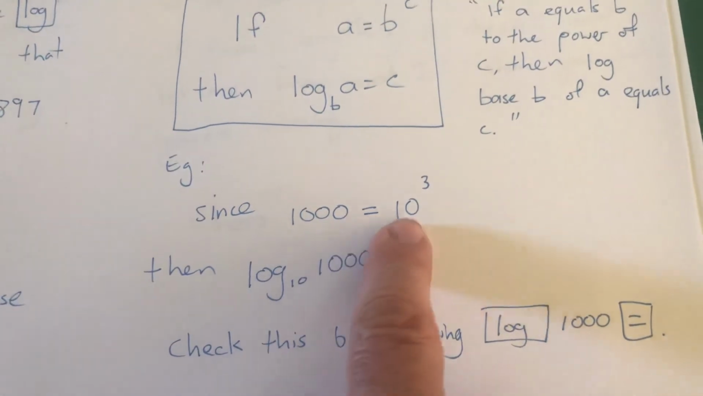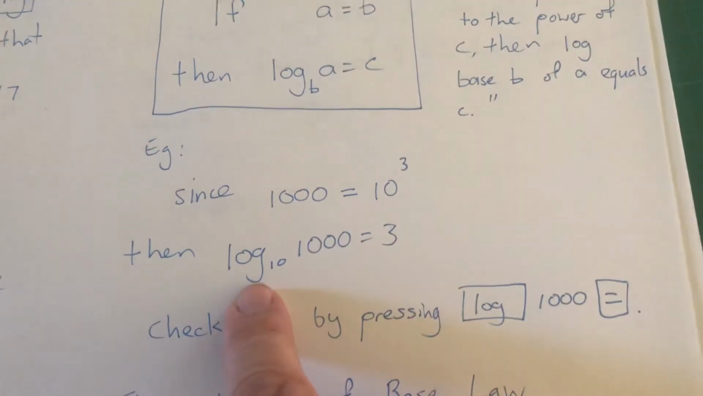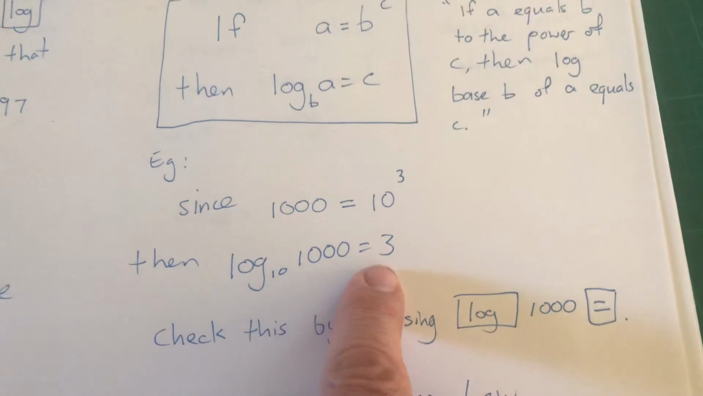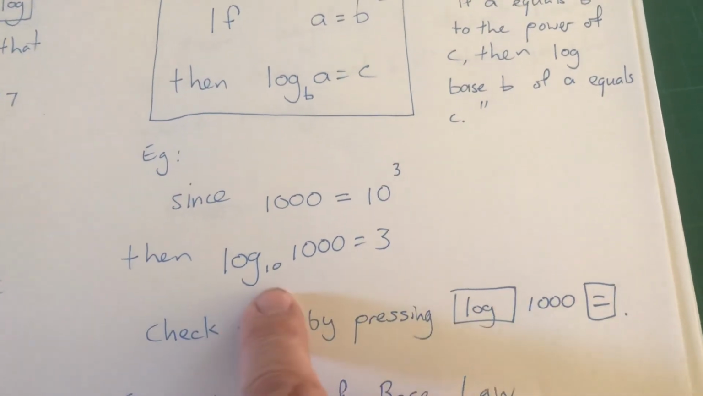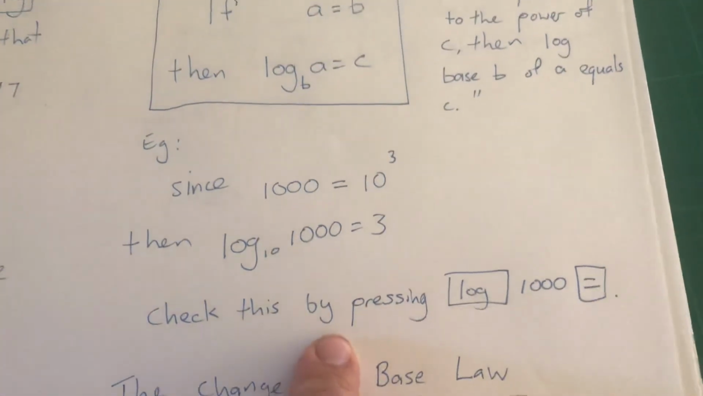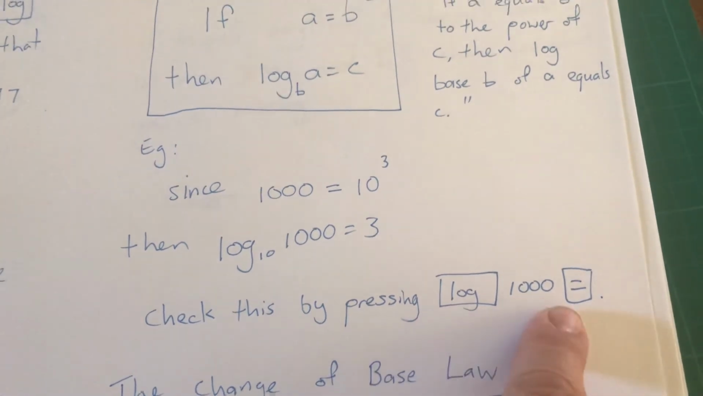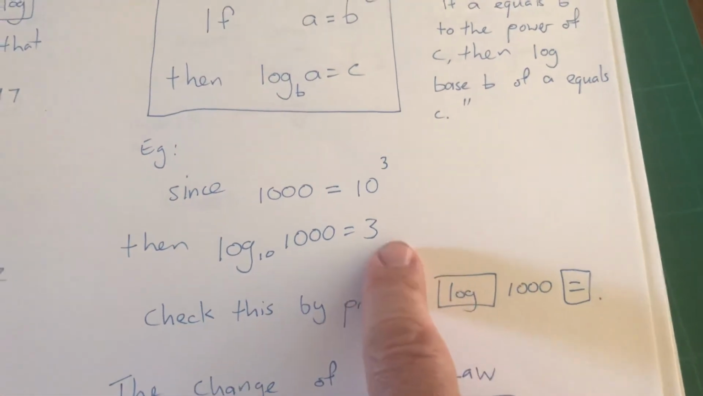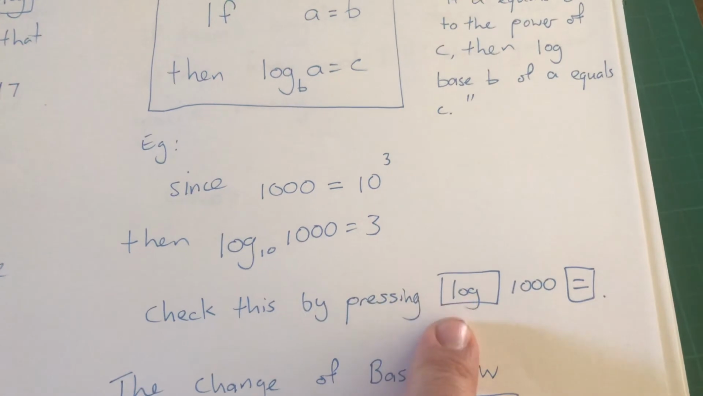1,000 is 10 to the power of 3. So that means that log base 10 of 1,000 equals 3. You can check it, right? Press log of 1,000 equals on your calculator, and your calculator should spit out 3 as an answer.